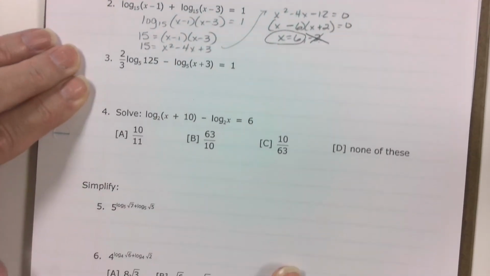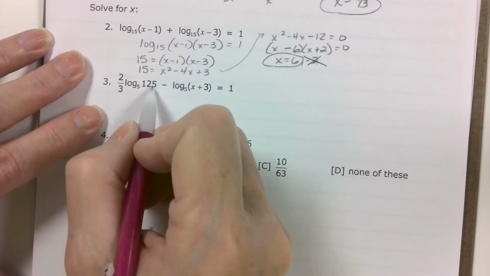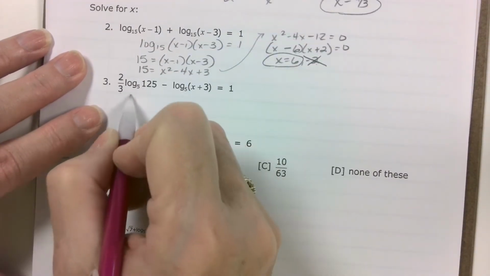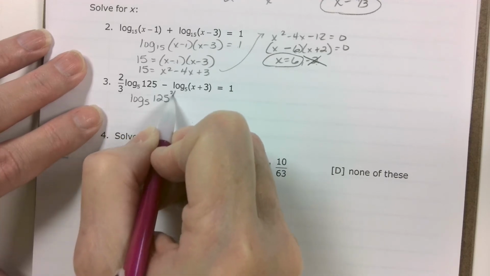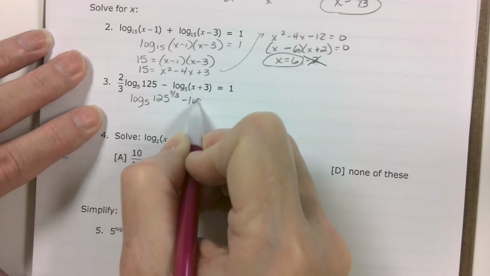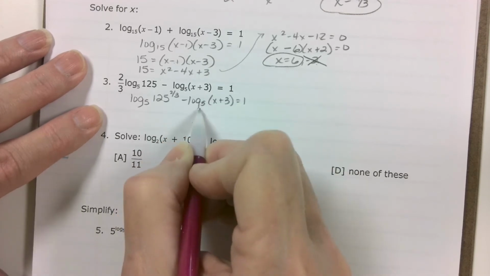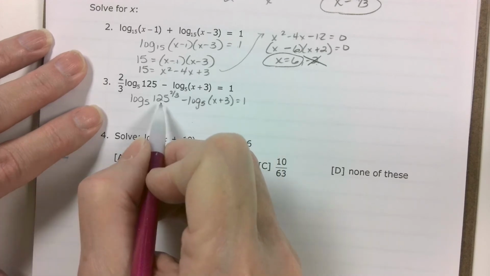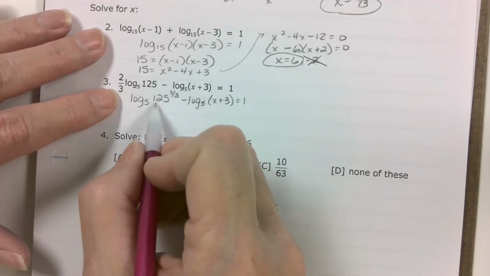Okay? So let's look at this one. So first of all, this 2/3 is going to move over and become an exponent right there. So you have 125 to the 2/3 power. Now I'd go ahead and simplify that. Take the cube root of 125, which is 5, and square it, and you get 25. So this is going to be 25.